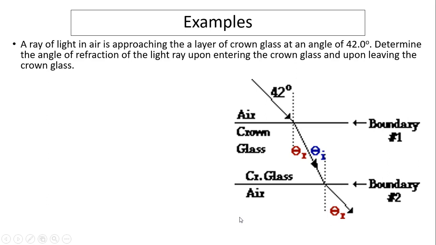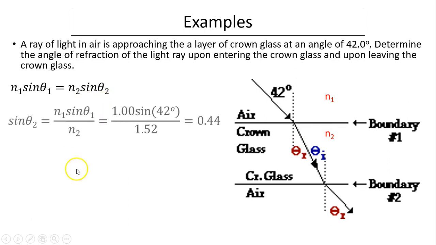Another example: a ray of light in air is approaching a layer of crown glass at an angle of 42 degrees. Determine the angle of refraction of the light ray upon entering the crown glass and upon leaving the crown glass. This one didn't give us the frequency, so you can just assume the frequency is yellow light. It's from air, that's your n1. n2 is your crown glass. Let's calculate the first boundary first. n1 sine theta 1 equals n2 sine theta 2. In this case, you're trying to find sine theta 2.